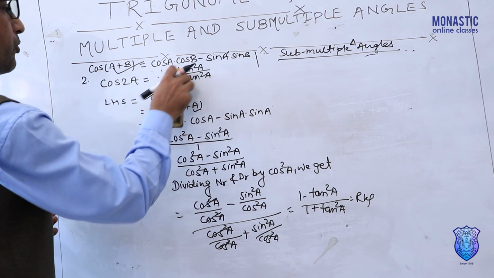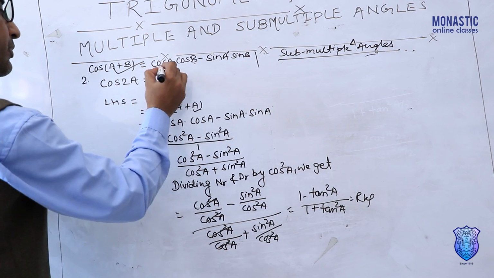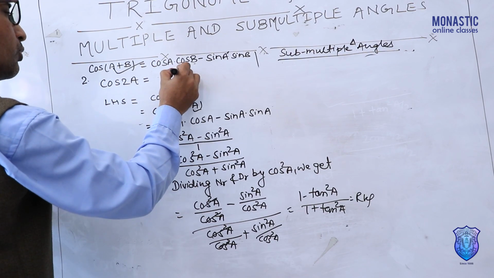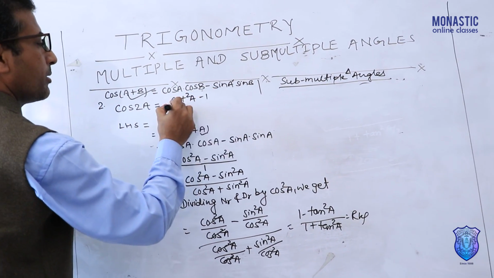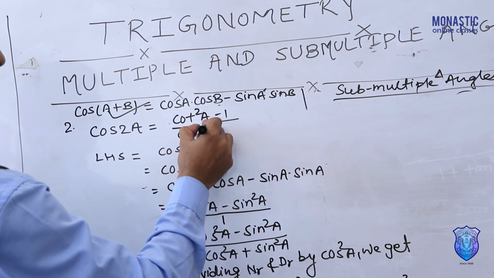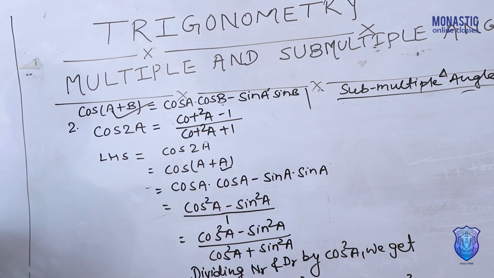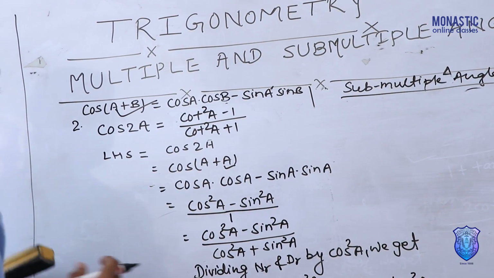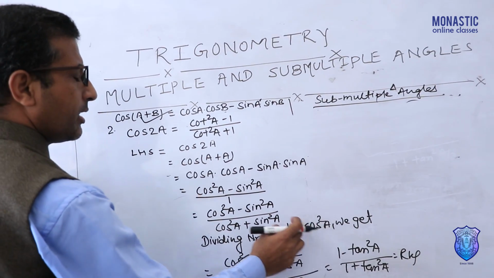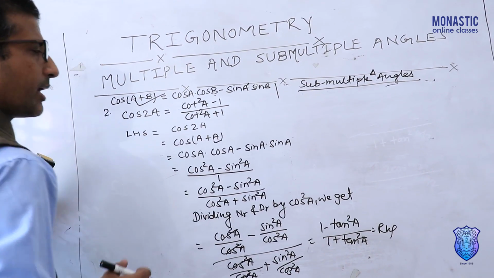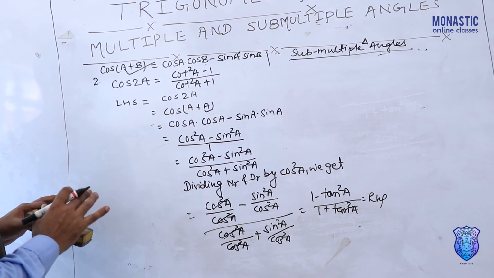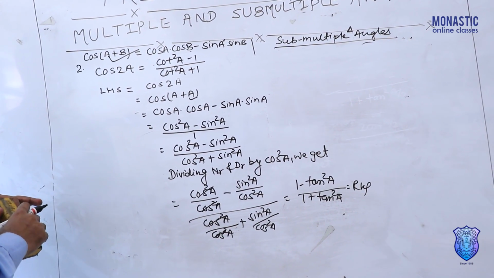And finally, we have the fifth formula, that is (cot squared a minus 1) by (cot squared a plus 1). Now you have learned how to prove this. Here, divide numerator and denominator by sine squared a, and you will get the final formula.